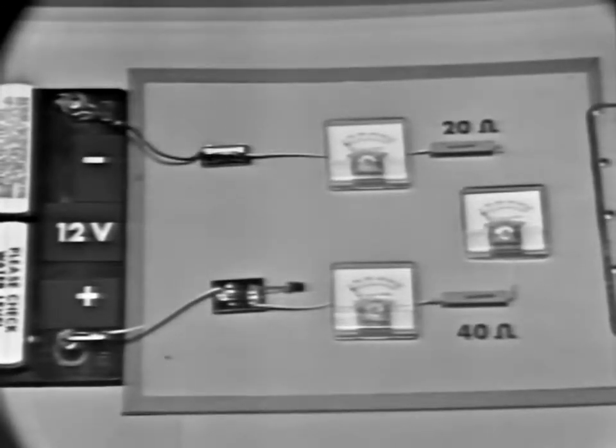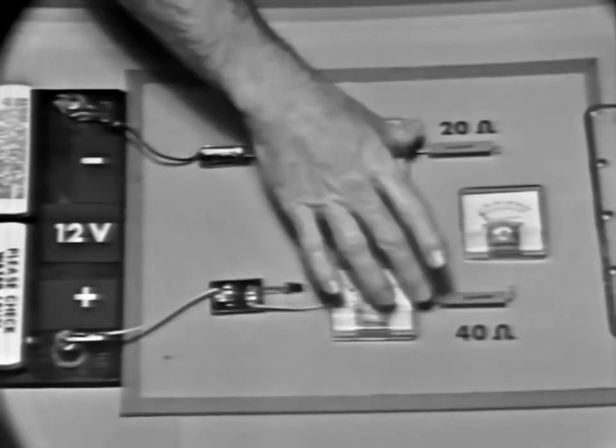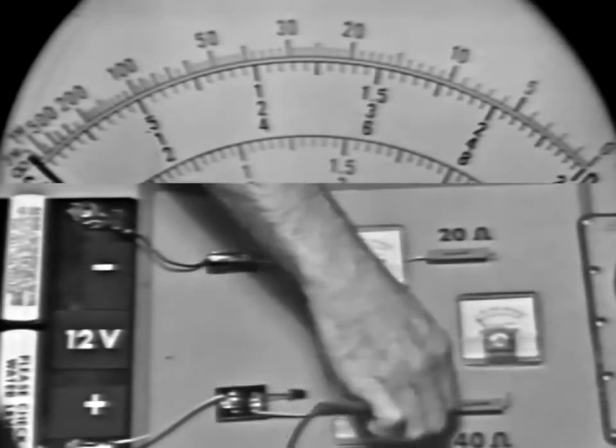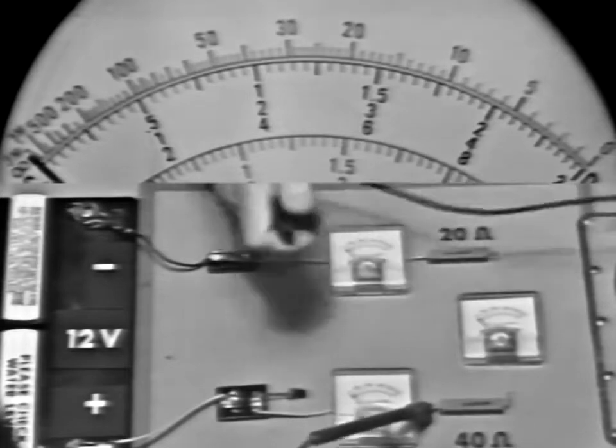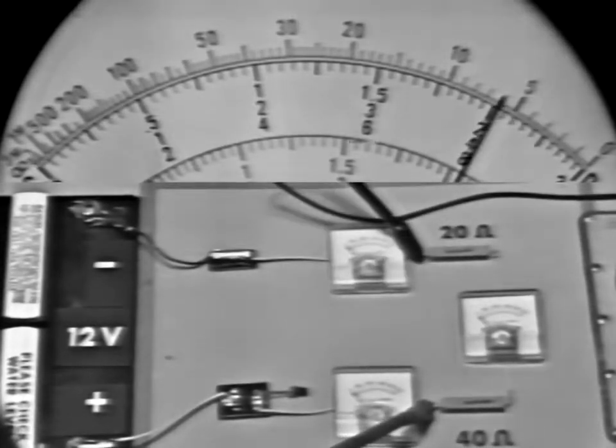Now, to check total resistance, we can connect one lead here and the other lead here, any place in here, as long as we're measuring the sum of these two resistances. So let's go from this point and this point. Okay, you see we get a reading of 6. The needle is right on 6.